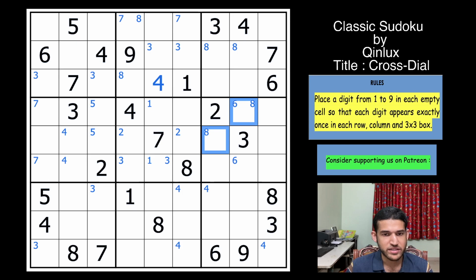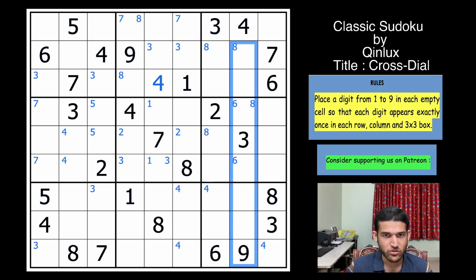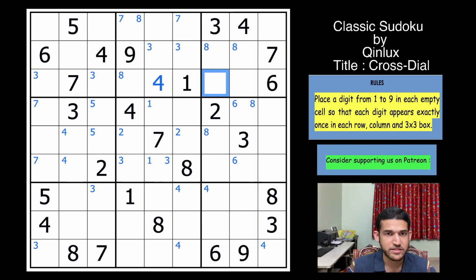Okay, let's look at the nines now. 9 cannot be in column 8, 9 cannot be in row 2, so that gives me a 9 in these two cells.